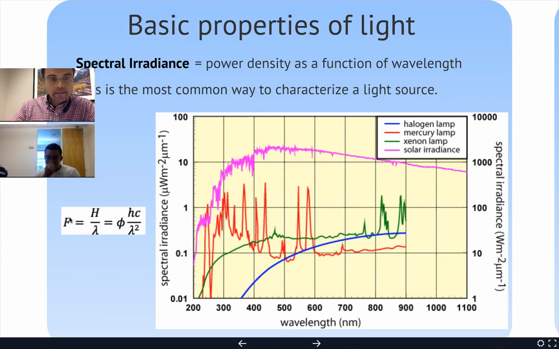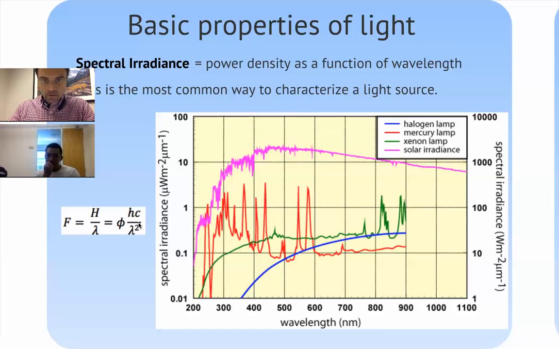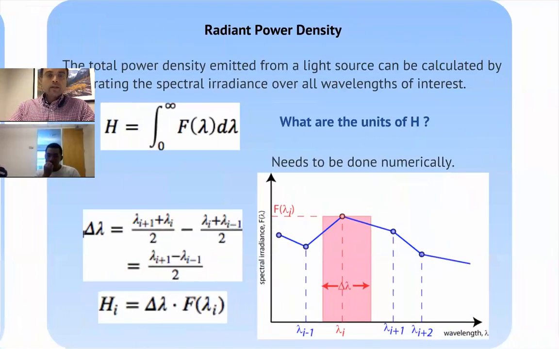This is the flux, and hc over lambda is the energy. So spectral irradiance is power density per wavelength. Flux is the number of particles per unit area, per unit time. And hc over lambda is simply the energy of each photon. We'll keep coming back to this because it's an important concept. Now, the next thing to understand is that from spectral irradiance, we can calculate what's called the radiant power density. This is the total power density coming from the source.